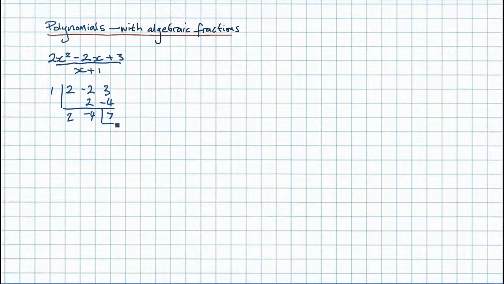Okay, so I can then use these two terms here to get the first terms of the answer. So we get the binomial here, which is 2x minus 4. And if you're not sure how I'm doing this, obviously I went through this much more carefully in a previous video, so have a look at that. Okay, now what do we do with this remainder of 7?